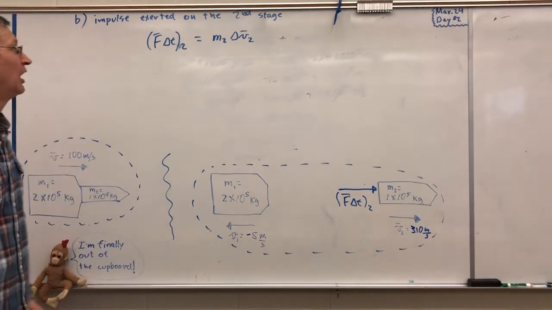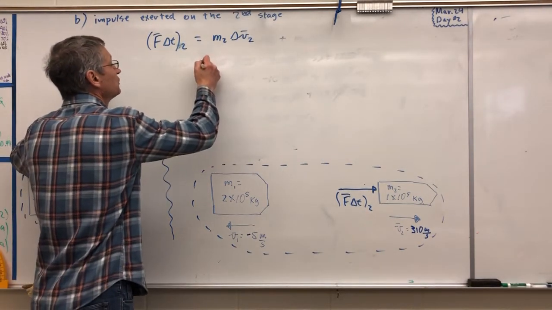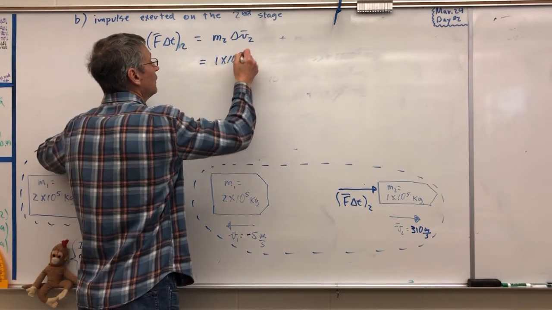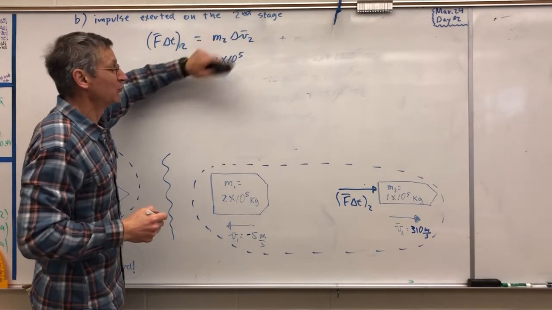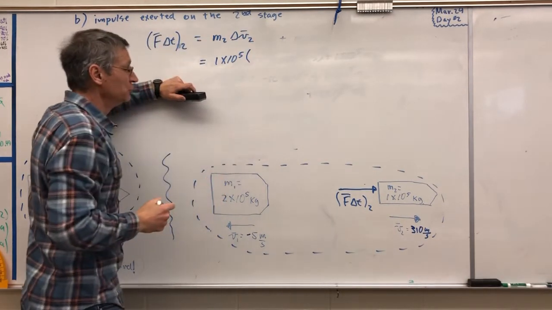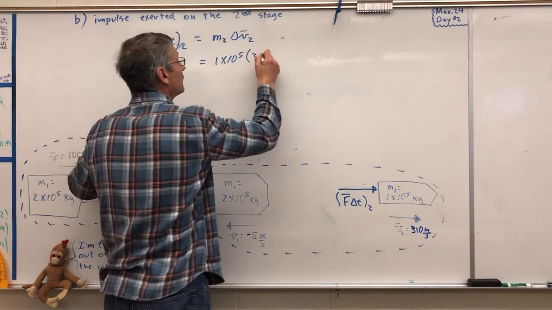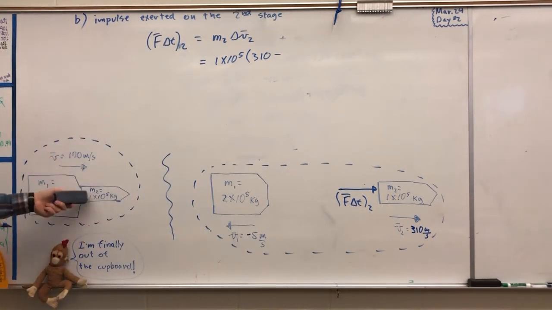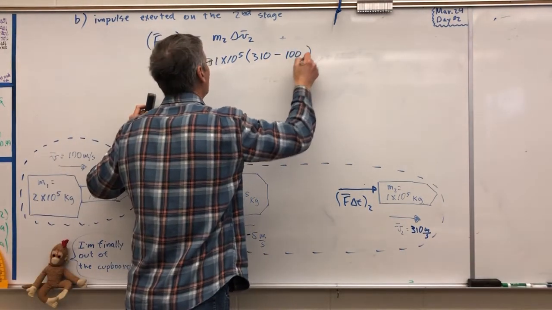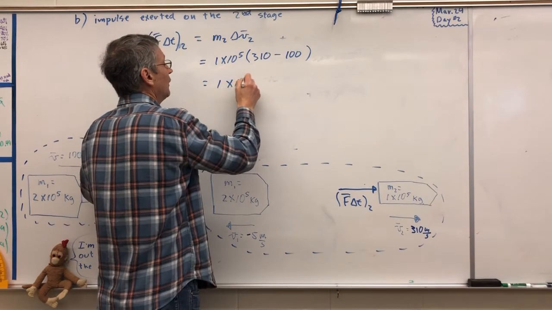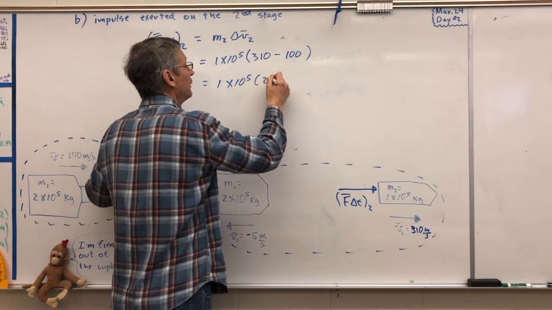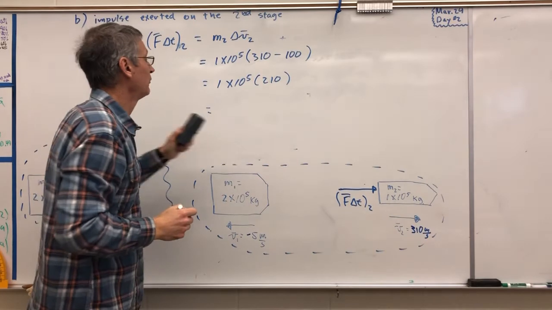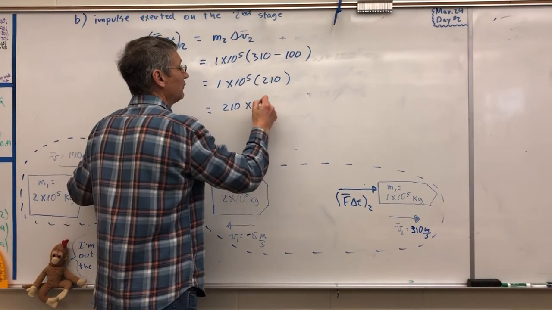And now it's just a little bit of algebra, right? Not even algebra, just a little bit of math. Just substitute in the mass of stage 2, there it is. The change in velocity of stage 2. Well, that's going to be stage 2's final velocity, 310, take away stage 2's initial velocity, 100. And what does that come out to? 310 take away 100 is 210. So 1 times 10 to the 5th times 210 is the same as 200 times 10 to the 5th.